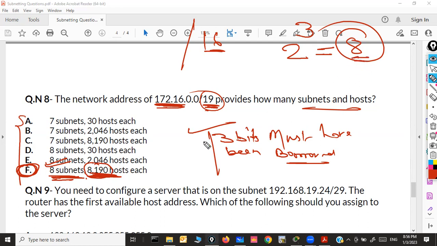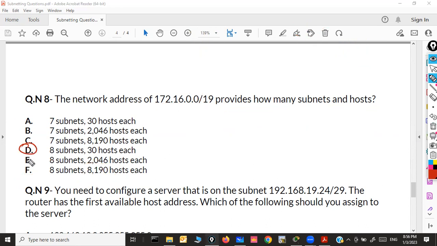Number of subnets would be definitely 8. There is no question about that, right? Now the question here is, in three options D, E, F, they all have 8 subnets. So now we need to find out the number of hosts per subnet.